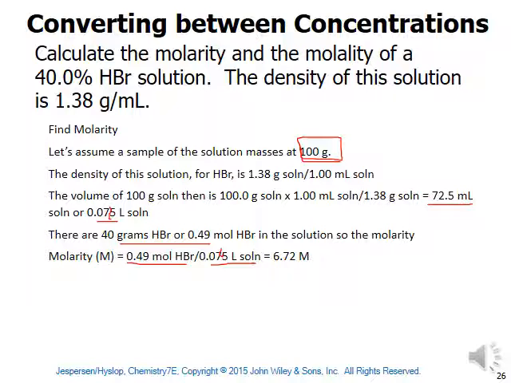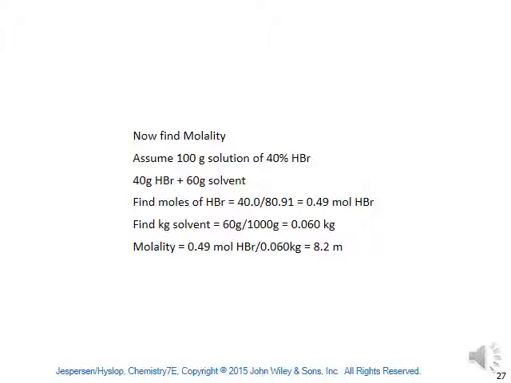Okay, now let's do molality. Again, let's assume we have 100 grams of 40%. That means 40 grams of this 100 grams is HBr, and the other 60 is solvent.